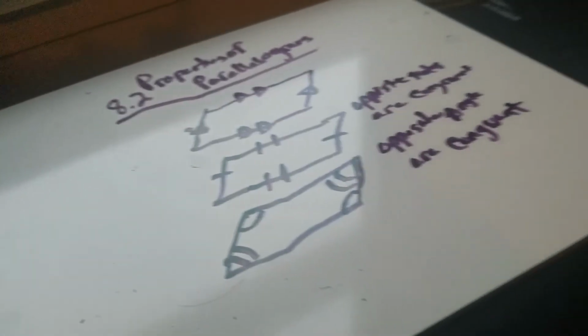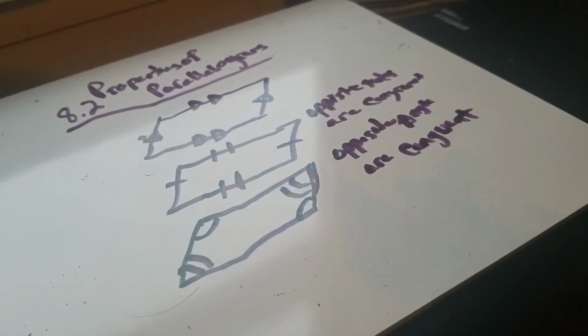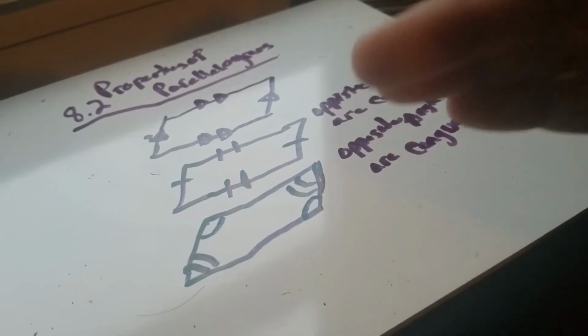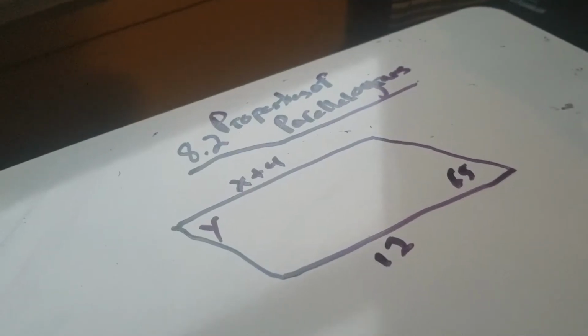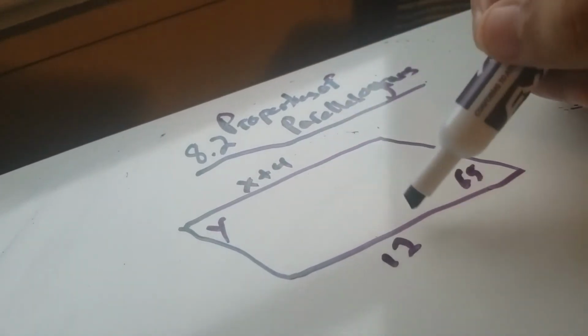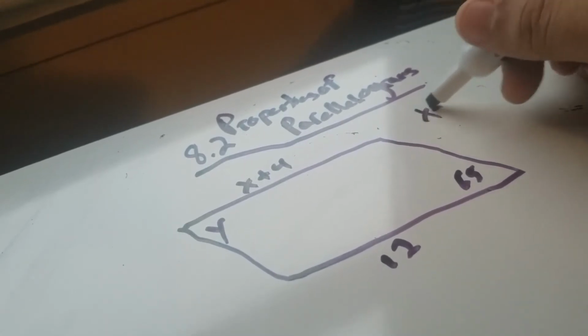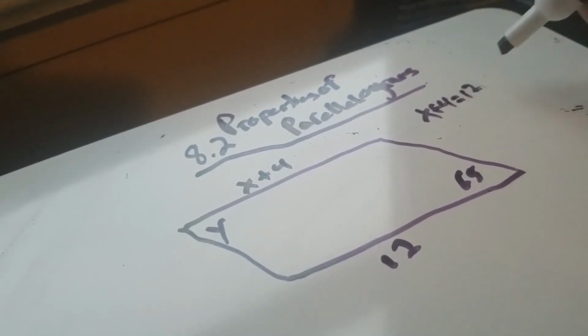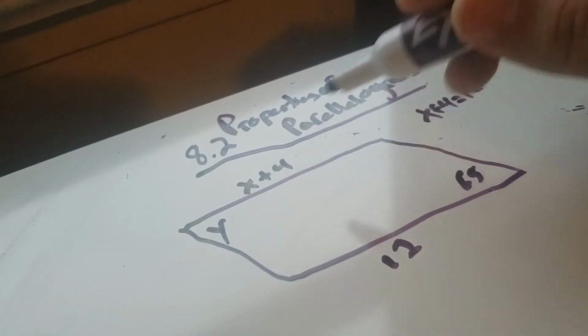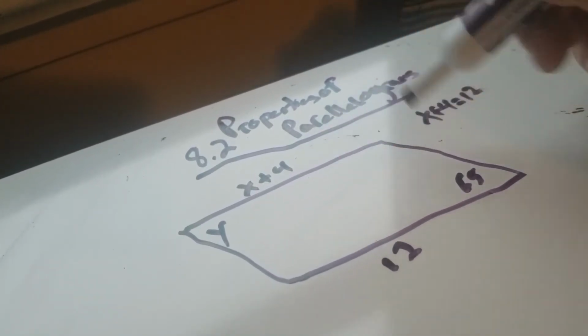So parallelograms are really nice because since a lot of things are congruent, if we know one side, we could find the other, just like this example that's about to appear. All right, so this one is x plus 4 and 12 are on opposite sides. So if I want to find x, all I do is x plus 4 equals 12. Oh, and I have to either tell you it's a parallelogram or show you with arrows. So this is a parallelogram.